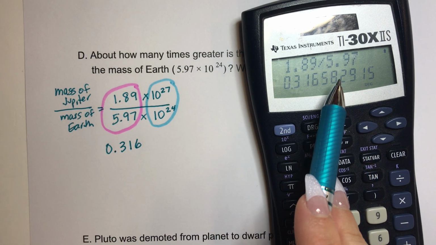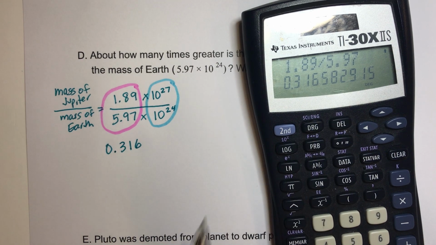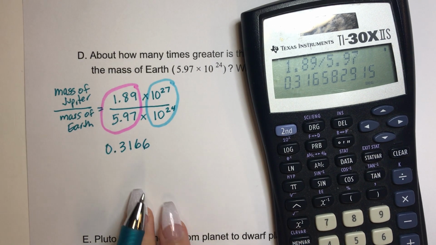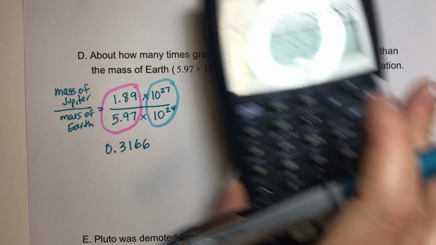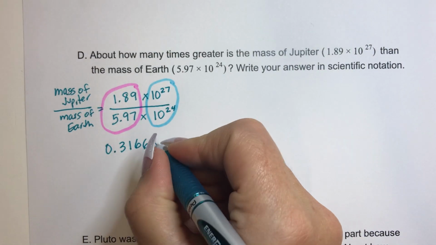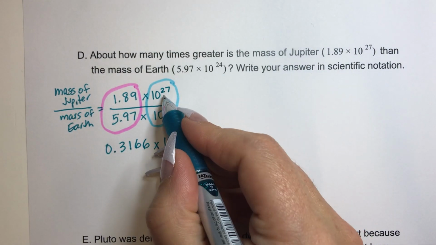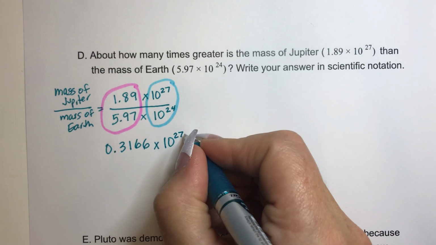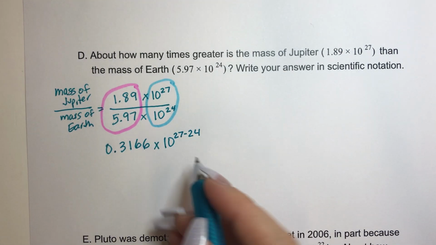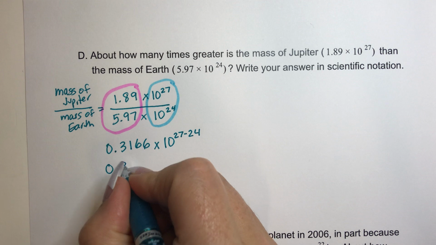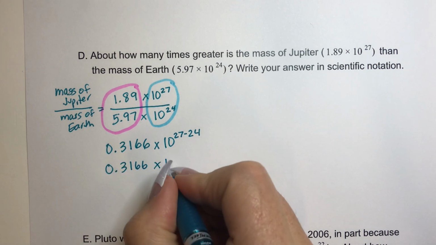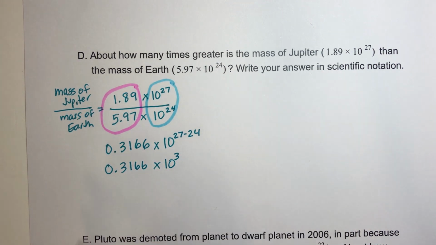I think I'm going to have this 8 round that 5 up to 6. So there we go. Times 10 to the 27 minus 24. Okay, so we end up with 0.3166 times 10 to the 3rd power.